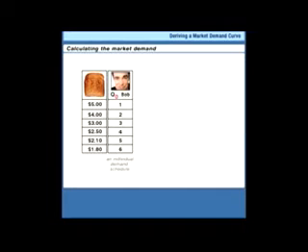So at $5 a loaf, Bob buys 1 loaf. At $4 a loaf, he buys 2 loaves, and so forth. Suppose now Bob is not the only household in this market. Let's suppose that there is another household, and that's Ann.